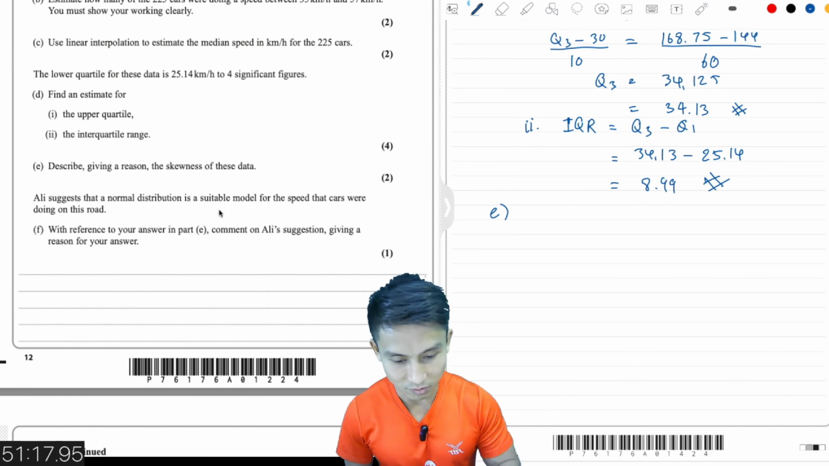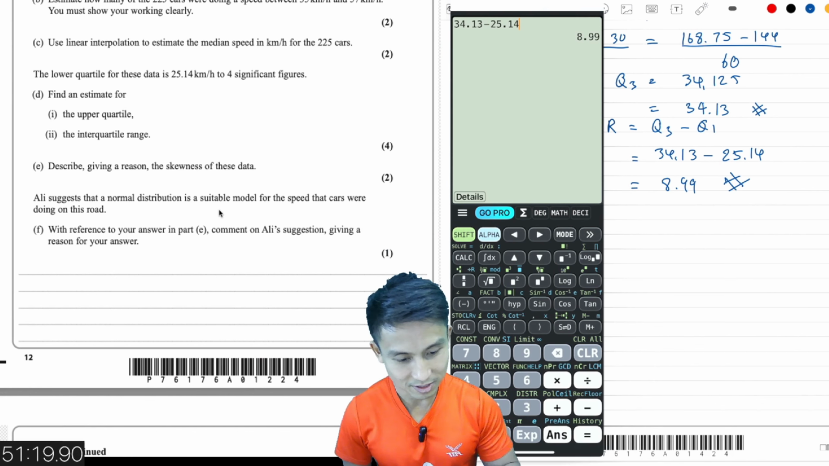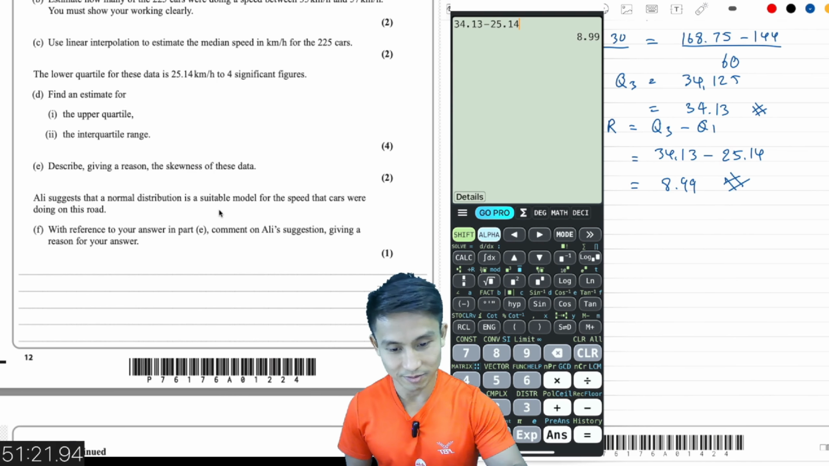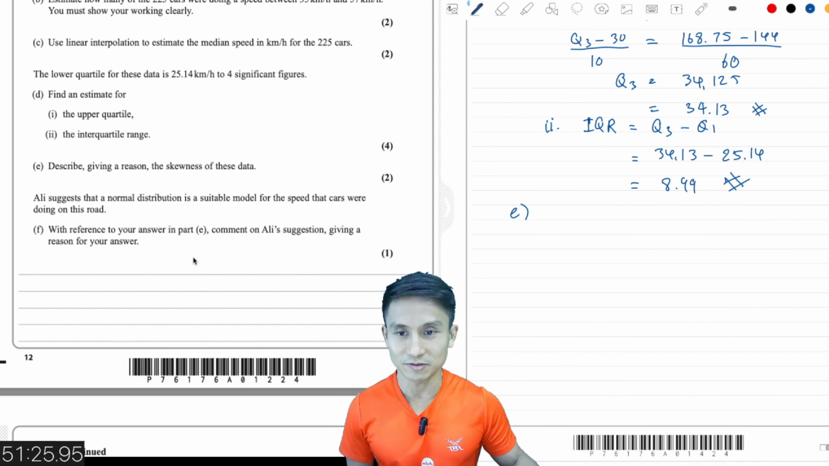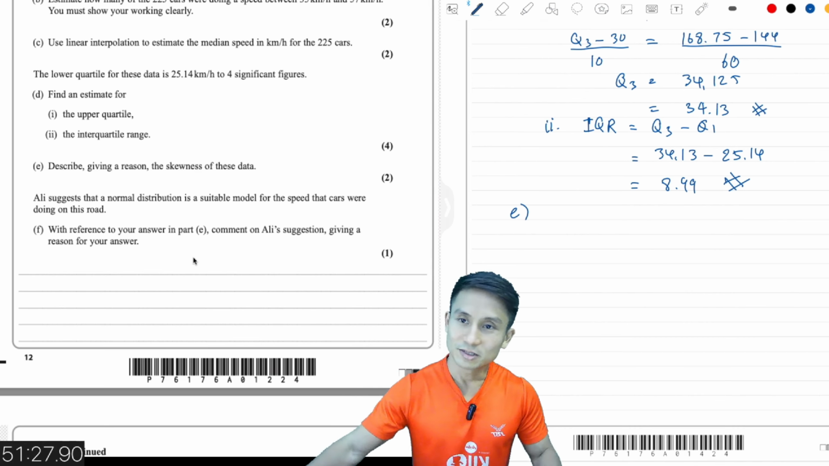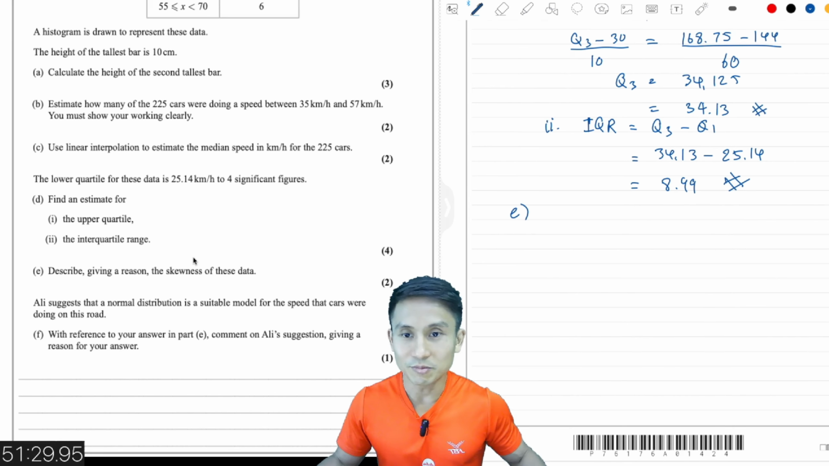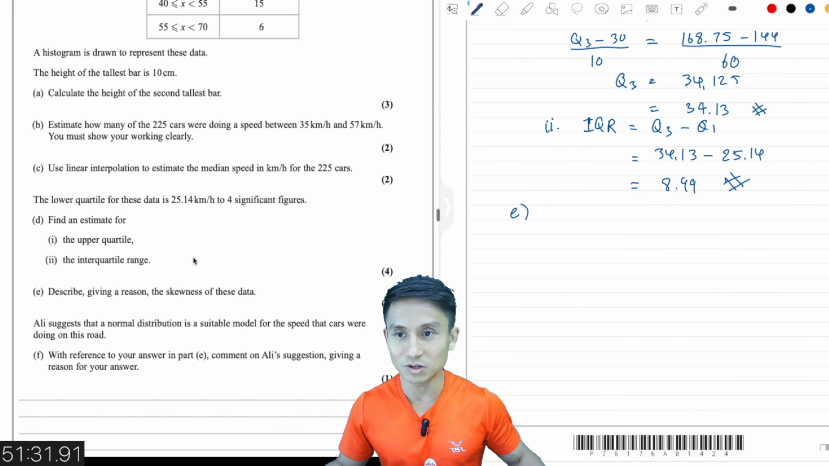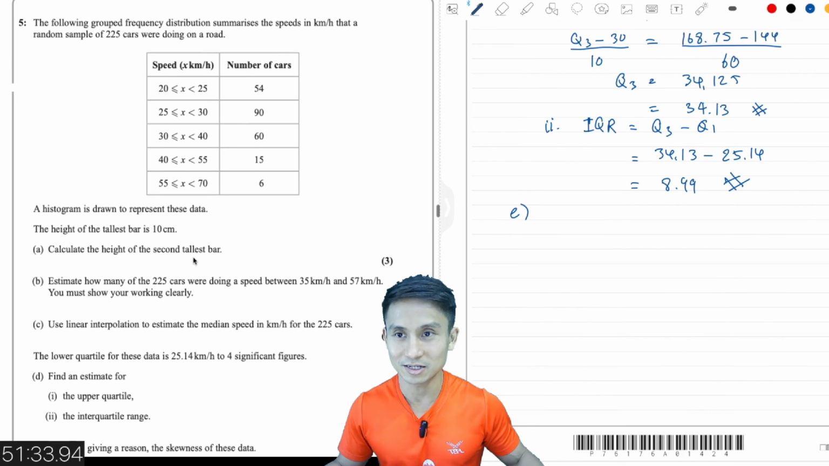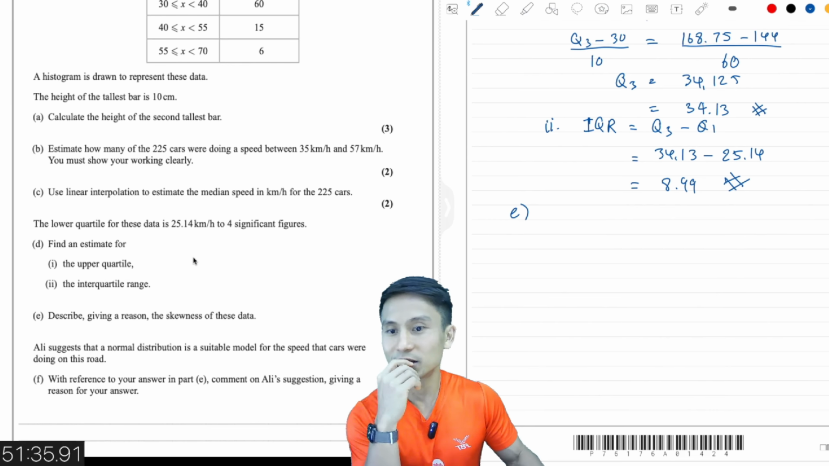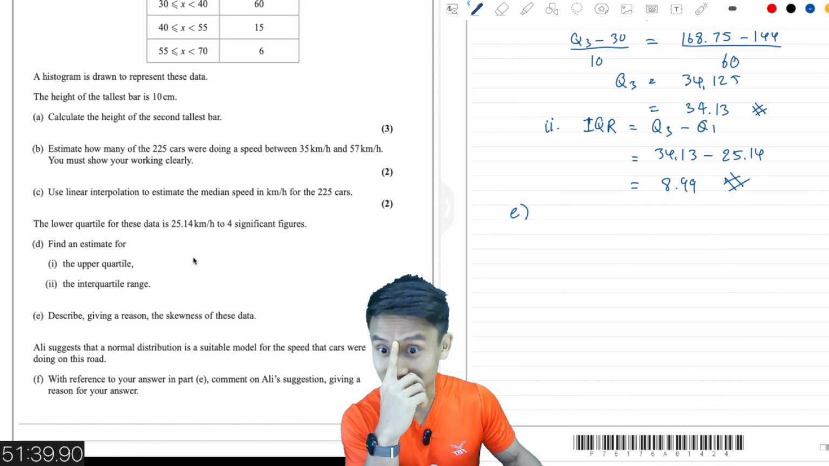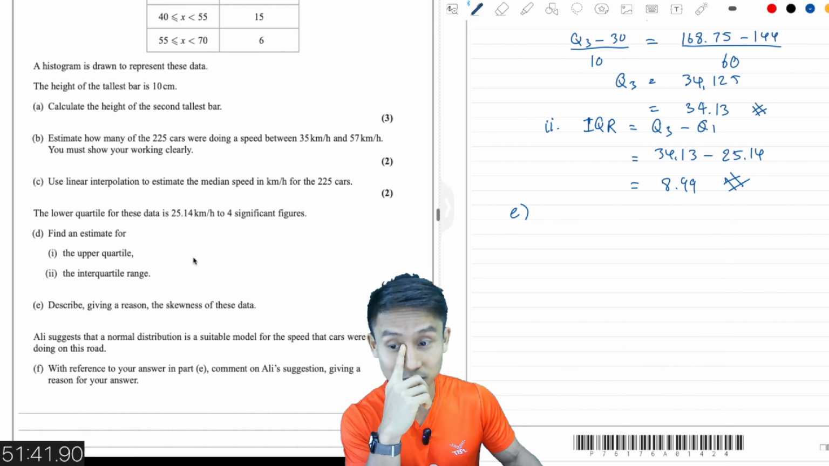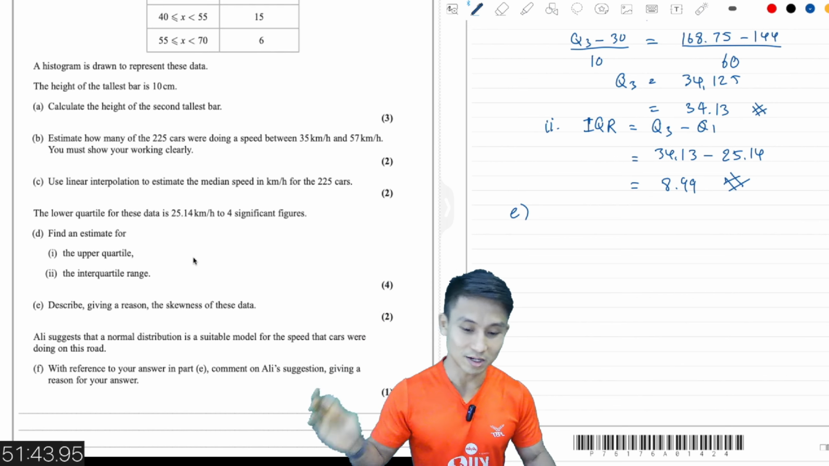Let me check the calculator again. I mean, it should be fine. Yep. Part E. Describe, giving a reason, the skewness of these data. Well, typically you compare the mean and the median. So what is the mean? Do we get the mean here? Well, we know the median. We haven't got the mean, have we? Oh, no, we can use distances between the quartiles.